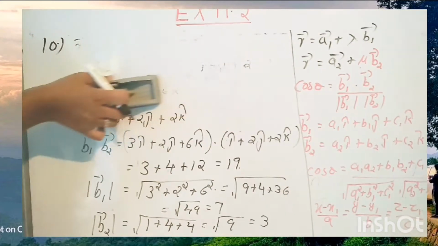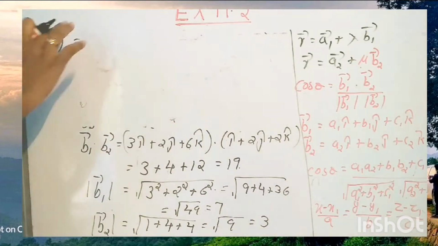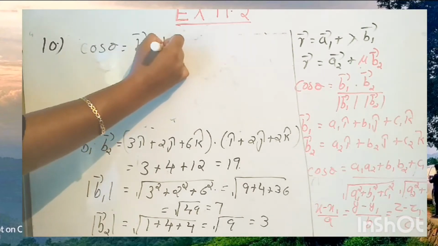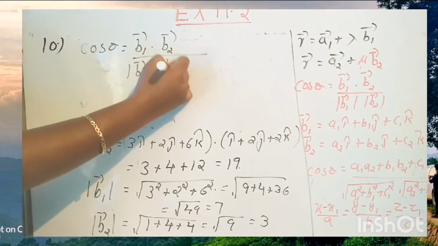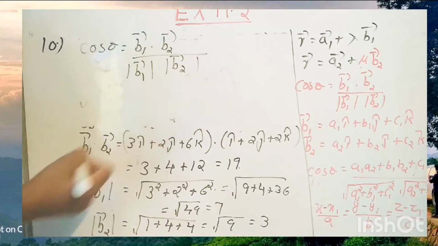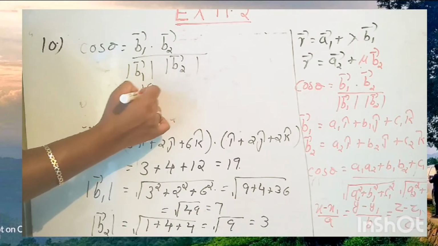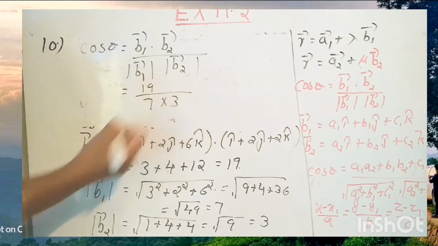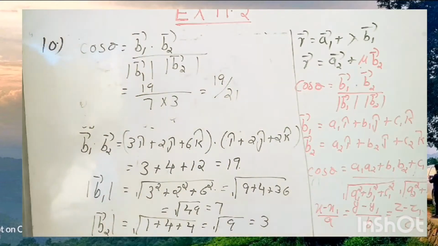Now cos theta is equal to b1 vector dot b2 vector divided by magnitude of b1 vector into magnitude of b2 vector, and this is equal to 19 divided by 7 into 3, which is equal to 19 by 21. So this is the angle between the given two lines.